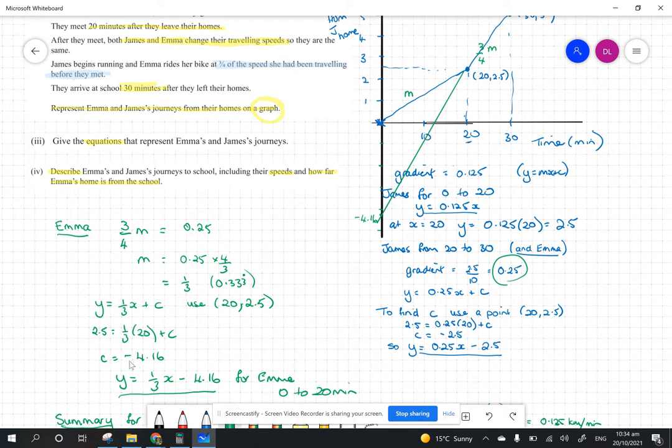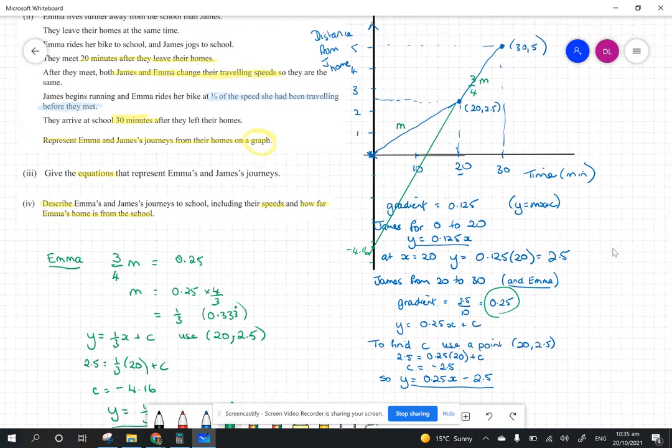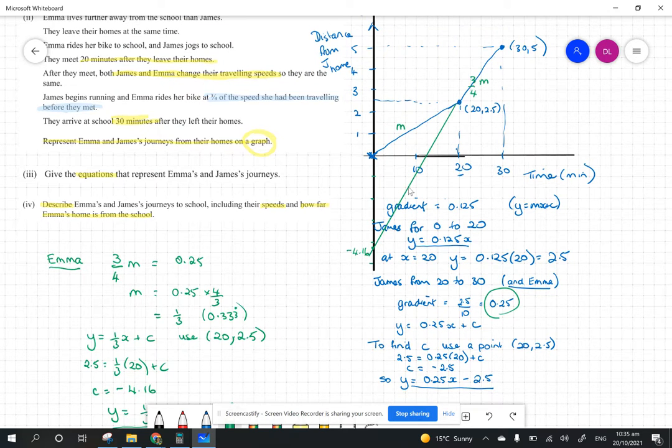We also worked out that the C was negative 4.16. If you put it on the graph, now I've fixed up my scale, that came out to be negative 4.16, and that would be the line that's actually there. You notice it should be slightly steeper than that line. The green line is slightly steeper because she's traveling by bike here and then slows down and travels at 3/4 of her speed.